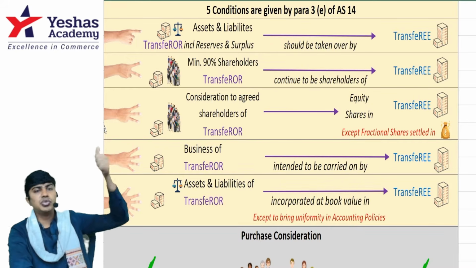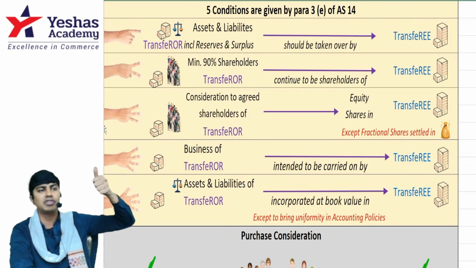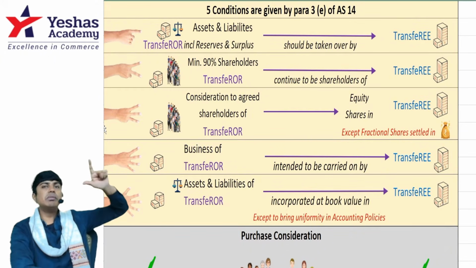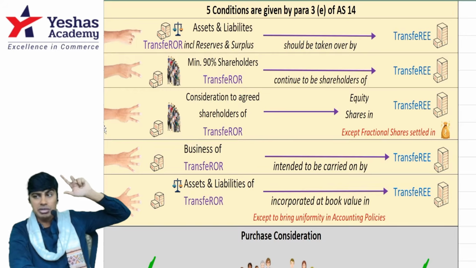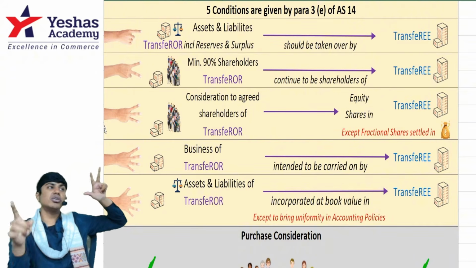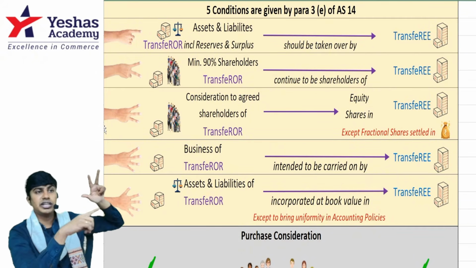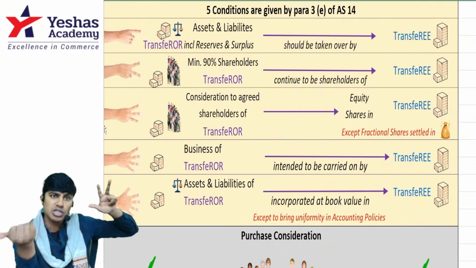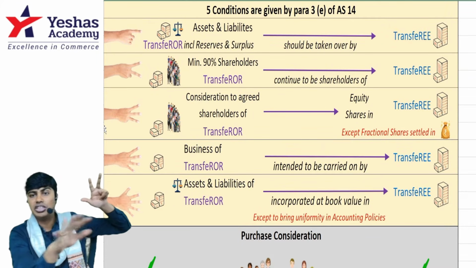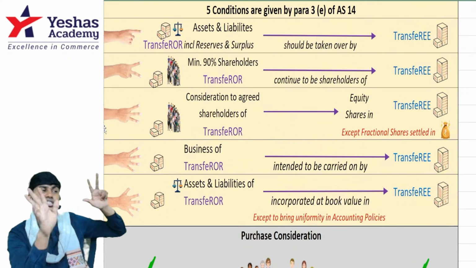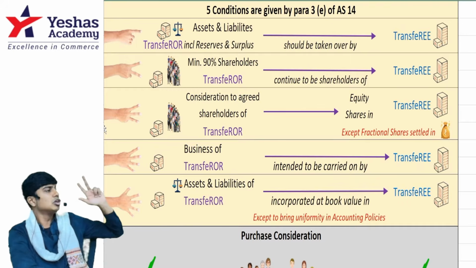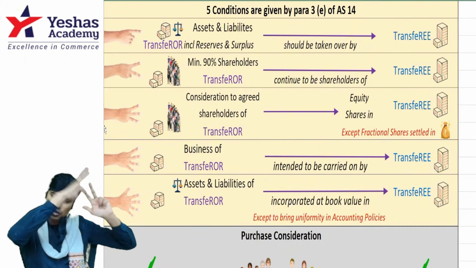Number 1, the transferee company should take over all the assets and liabilities of the transferor company, including reserves and surplus. Condition number 2, minimum 90% of the shareholders of the transferor company should continue to be shareholders in the transferee company. Condition number 3, consideration to equity shareholders of the transferor company should be settled by way of issue of equity shares in the transferee company. We cannot give them preference shares or debentures. If it comes to be a fractional share, you can give cash. But consideration to equity shareholders should be settled by issue of equity shares in the transferee company.